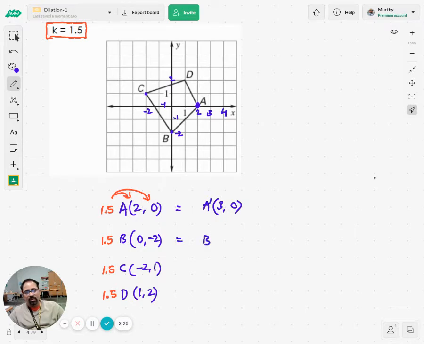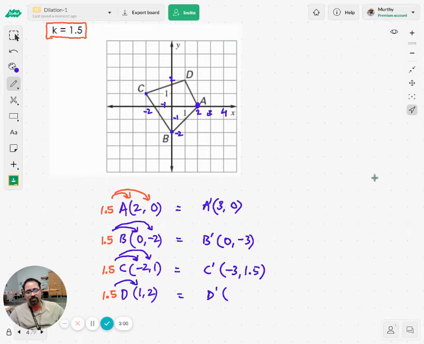Coming to B prime, 1.5 times 0 is 0. 1.5 times -2, actually 1.5 times 2 gives you 3, so it is going to be -3. Then coming to C prime, 1.5 times -2 gives you -3. 1.5 times 1 is just 1.5. Next, D prime values: 1.5 times 1 is the same, and 1.5 times 2 gives you 3.